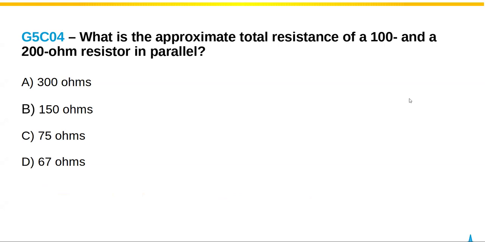So if we have a 100 ohm and a 200 ohm in parallel, what's the value? 150? You think it's Bravo? Oh gosh, no, 79 C. Oh, yeah, too cold.